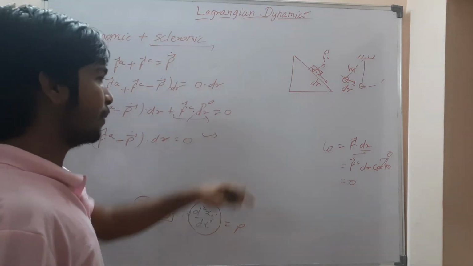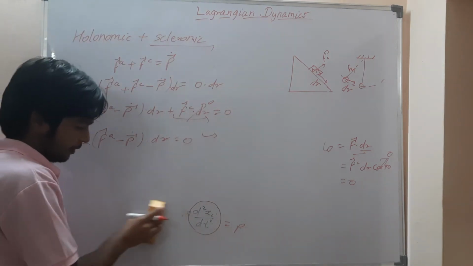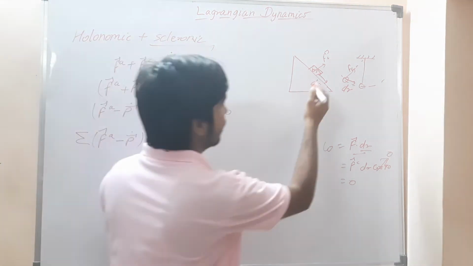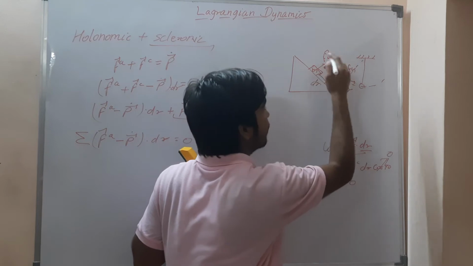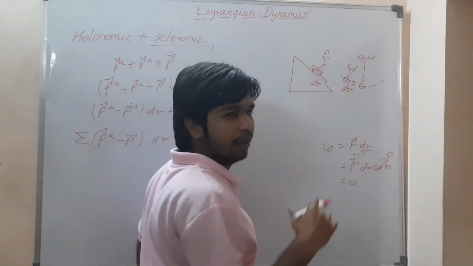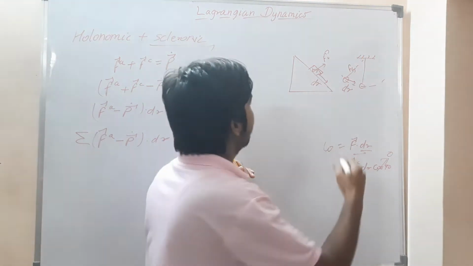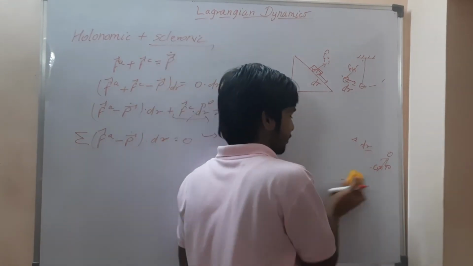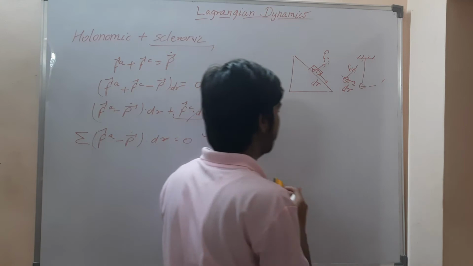Now these are the examples I have taken, but there are some other cases. For each force of constraint, we know it is perpendicular, and we can calculate it if we want, and make it 0. But let's take the example of a rigid body.